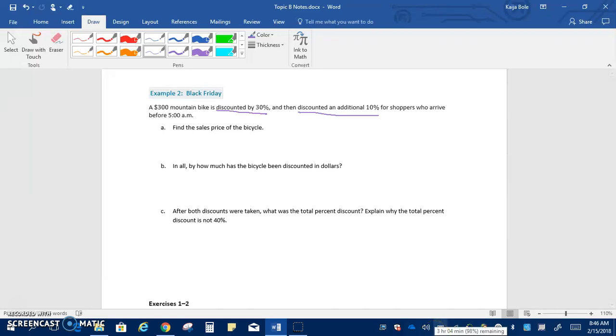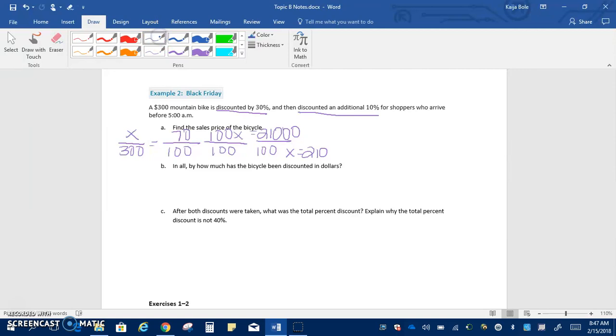So, if we set up our first one, we know this is 100. We know the original price was 300. We're looking for the sale price. So if it was discounted by 30%, that means that we paid 70% of the original cost. So this is going to be 70. So now if we solve, we get 100x equals 21,000 divided by 100. And you get x equals 210.